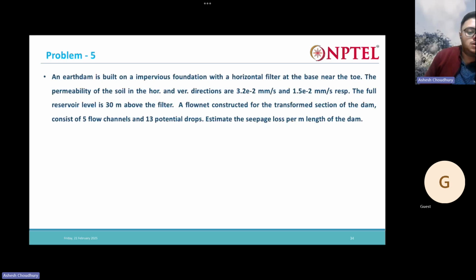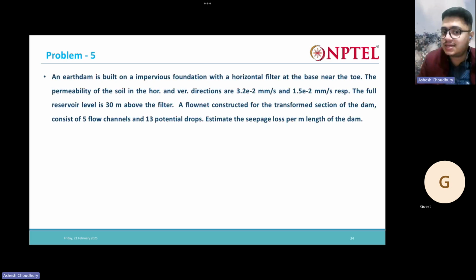top. The permeability of the soil in the horizontal and the vertical directions are given as 3.2 to the power minus 2 mm per second and 1.5. The full reservoir level is 30 meters above the filter. The flow net is constructed for the transformed section of the dam. So you can understand, right?